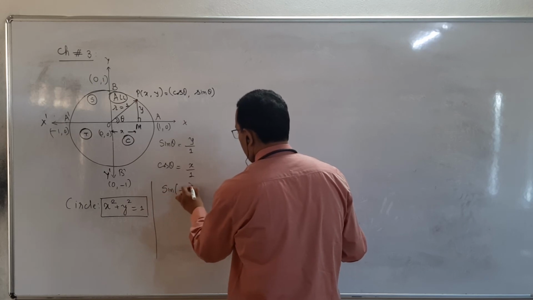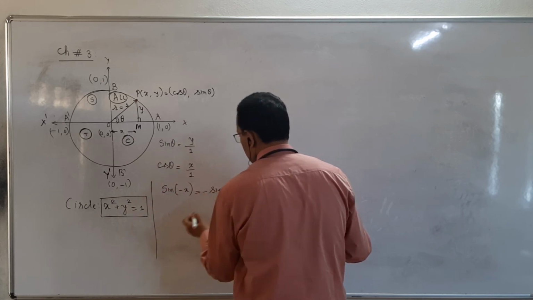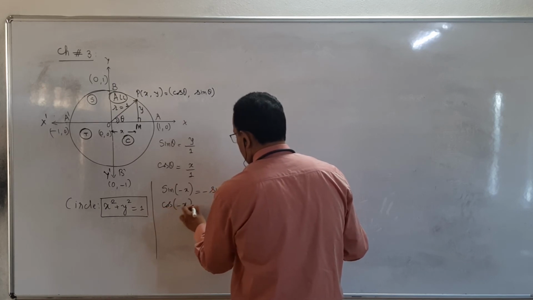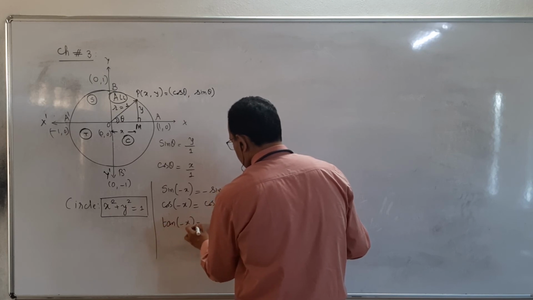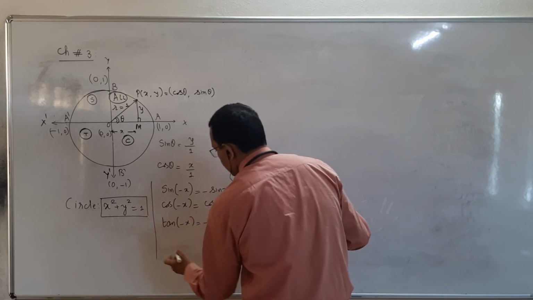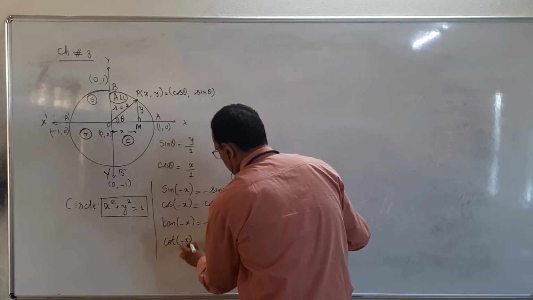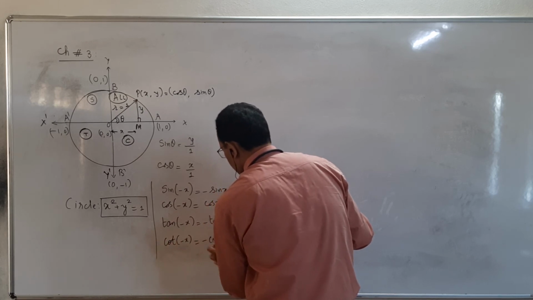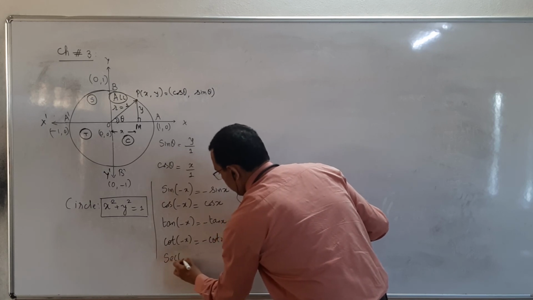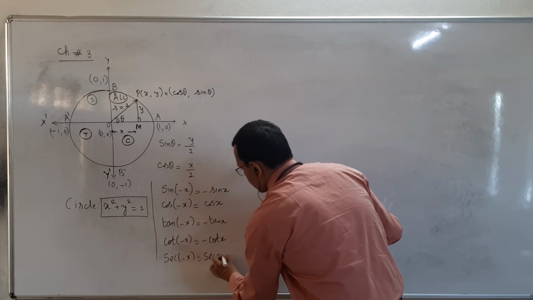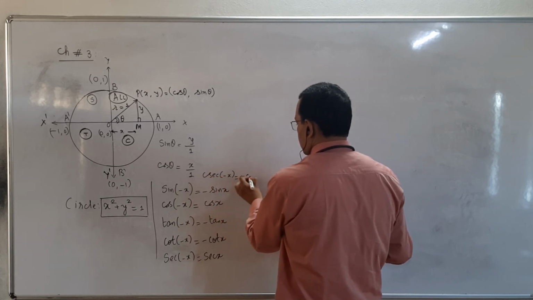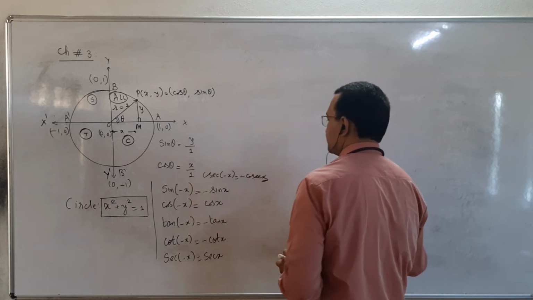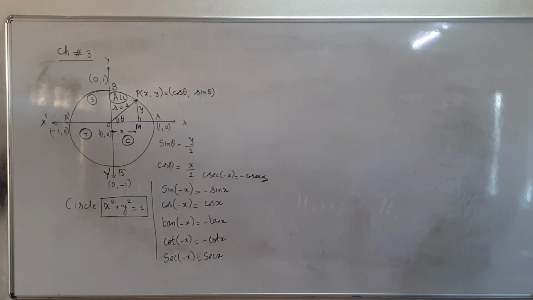Sine of minus x is minus sine x. Cos of minus x is cos x. Tan of minus x is minus tan x. Cot of minus x is minus cot x. Sec of minus x is sec x. And cosec of minus x is minus cosec x. The proof of this formula for the time being I am not going for.